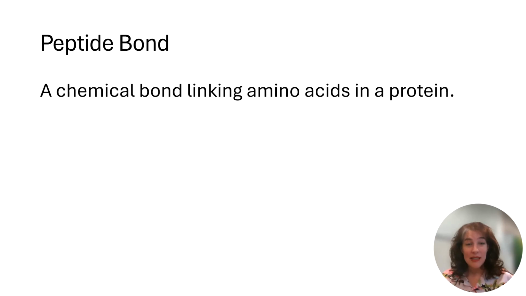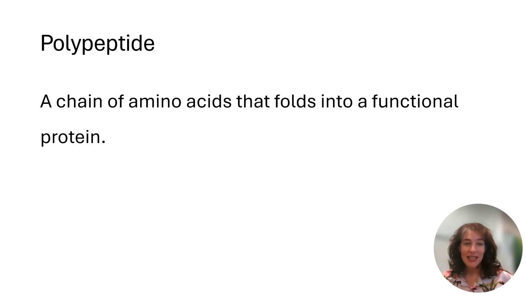A peptide bond. This is the chemical bond that links your amino acids as they form a protein. Something that we've talked about with other bonds before is the hydrogen bond, that weak bond that combines our nitrogen bases within nucleotides and gives us that double helix form. So this is a different type of bond, but it's a chemical bond and it links amino acids into a protein. Polypeptide. This is a chain of amino acids that folds into a functional protein.